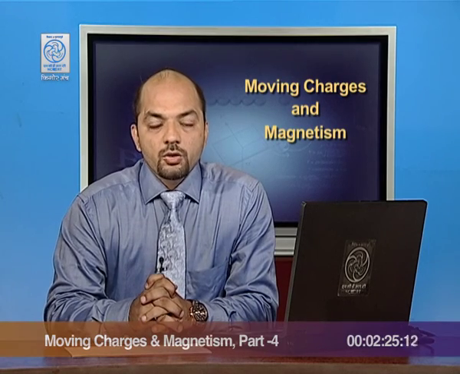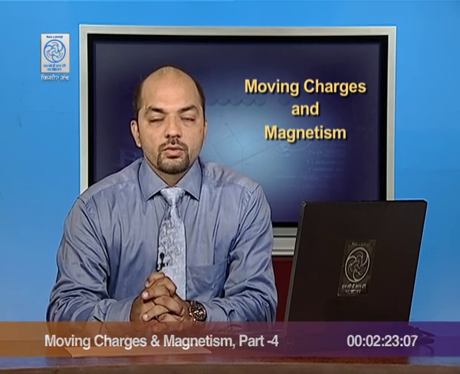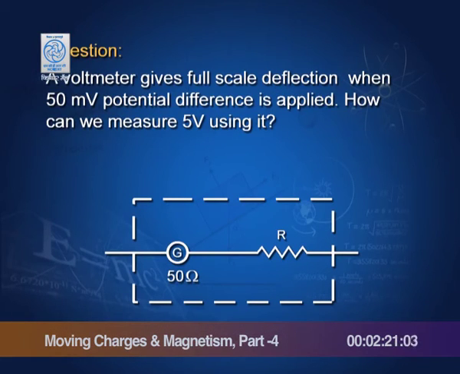Let us study another numerical in which we have to convert a galvanometer of 50 ohm resistance into a voltmeter of 5 volt, when this galvanometer gives us full scale deflection at 50 millivolt.